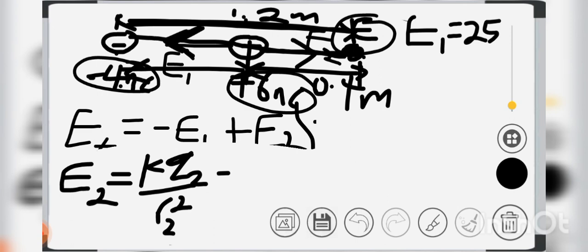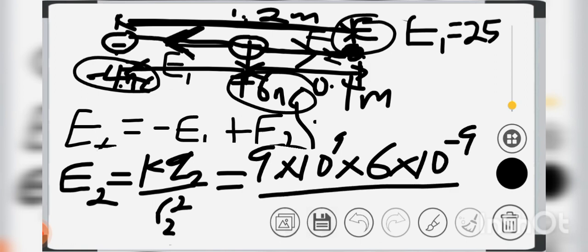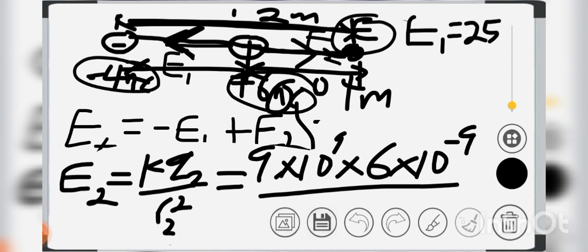So we're going to have K is 9 times 10 to the power 9 times Q2 is 6. Remember I told you don't add the sign. 10 to the power minus 9, because nano means 10 to the power minus 9. That's why I put 10 to the power minus 9 there. Please take note of that. It is very, very important. The next, divided by, we said the distance between this 6 and this field is 0.4.